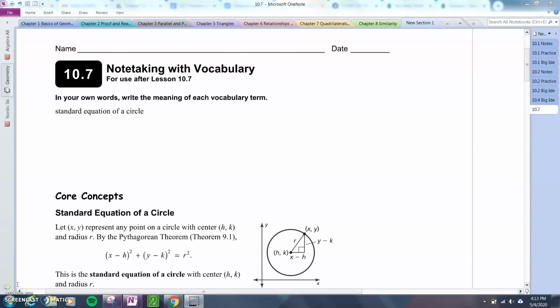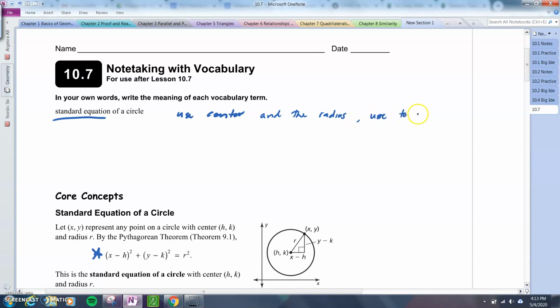Alright, here are the video notes and some examples for 10.7. In 10.7, we're really just going to be talking about using the standard equation of a circle. And we're going to get to that down here, what it exactly looks like. What the standard equation lets us do is use the center of a circle and the radius, and we can use those to write an equation.